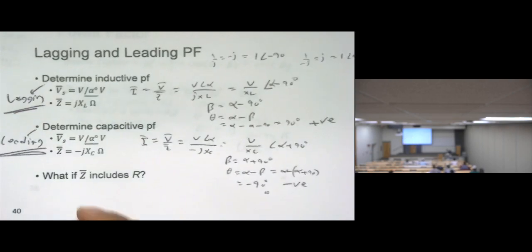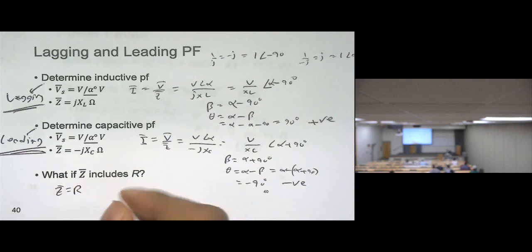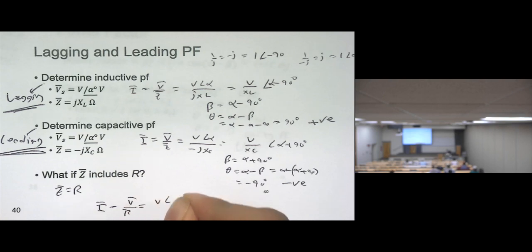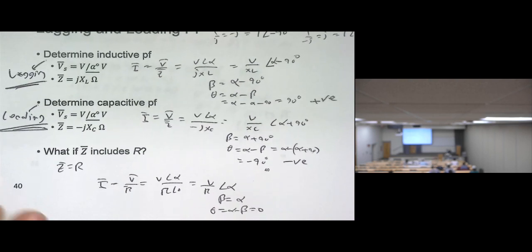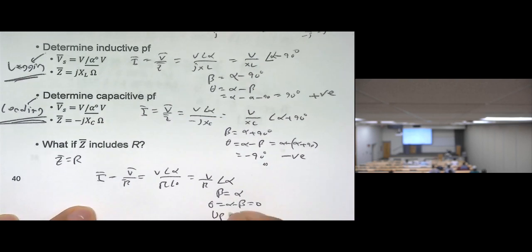How about the resistor? Let's assume Z equals R. Then I will be V over R, which will be V angle alpha over R angle 0, which will be V over R angle alpha. Therefore, beta equals alpha, then theta equals alpha minus beta, which will be 0. This means unity power factor, or UPF. The unity power factor does not have lead or lag. It's just unity power factor. This is the only case where we don't have leading or lagging.